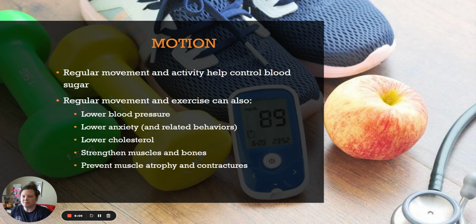Let's talk about motion. Regular movement and activity is so good for the body. We are made to move. It does things like lower our blood pressure. It can lower anxiety and those behaviors that are related to anxiety. It can lower cholesterol. It can strengthen muscles and bones. It can prevent muscle atrophy and contractures. Muscle atrophy is the wasting away of muscle tissue from lack of use. And then contractures are those permanent, painful shortening of muscles or tendons, and exercise can actually prevent both of those.